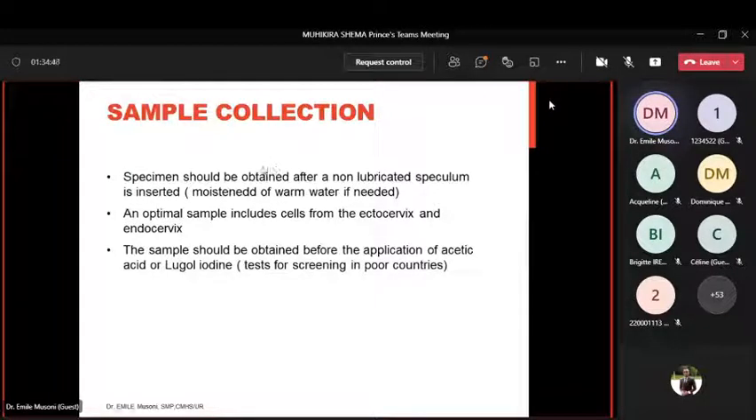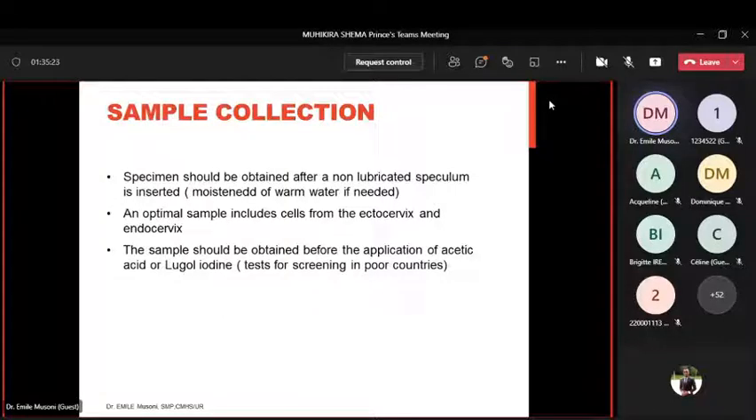Apart from the pap smear, there is another, cheaper system of screening using acetic acid, what we call VIA, visual inspection with acetic acid, and Lugol's iodine. These are also used for the screening of cervical cancer. For acetic acid, you look for an acetowhite lesion. When there is an acetowhite lesion, you say it is suspicious.